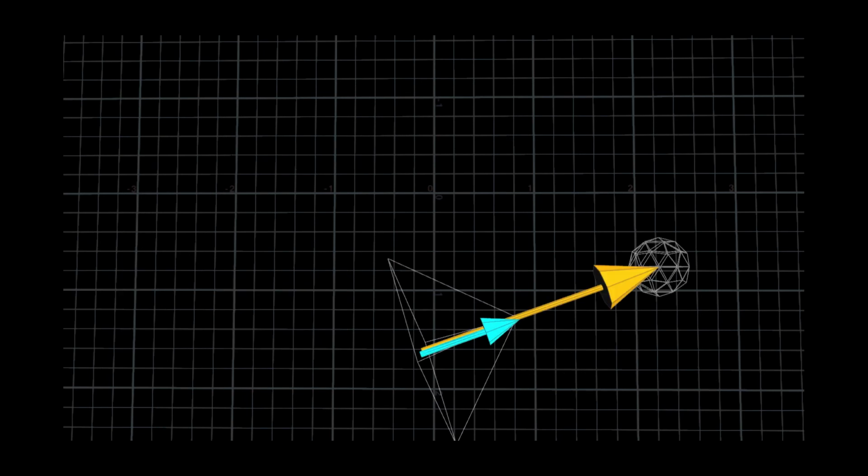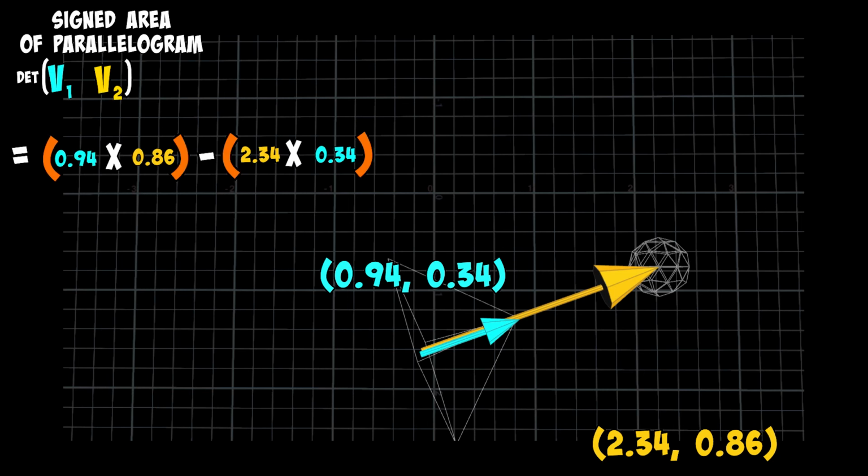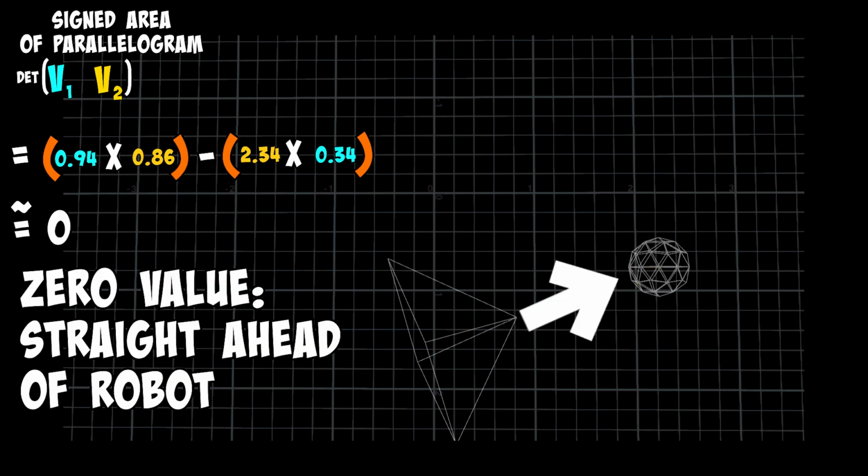Let's move the sphere right in front of the robot, and I want to see what the value for the signed area will be. Again, plug in the numbers, and after completing our calculations, we find that the value is very close to 0. I have to admit, I had to cheat this one a little bit because it was really hard getting the sphere exactly in front of the robot. So the result is very close to 0. Now we know the 0 value means the sphere is straight ahead of the robot, or in front.